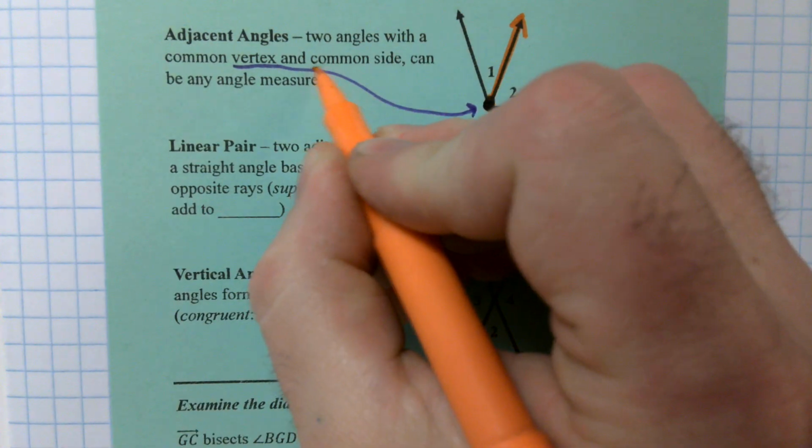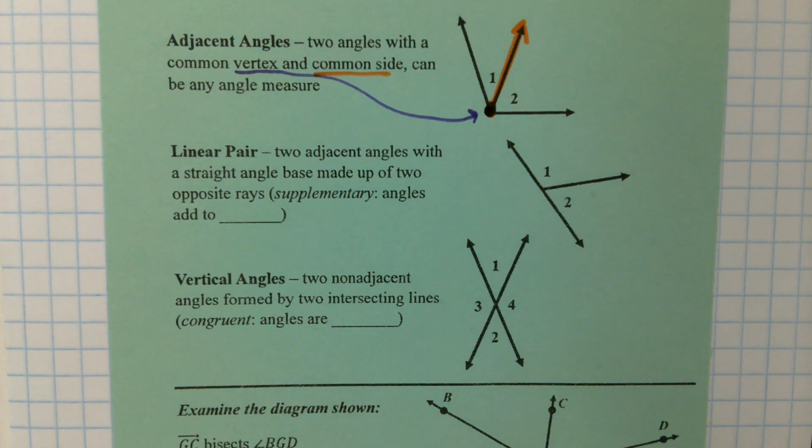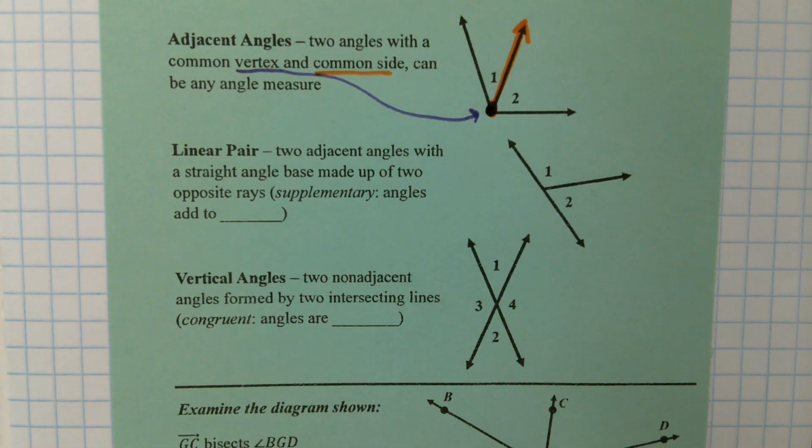And a common side. Again, that common side is that one in the middle. What do two adjacent angles add together and equal? Think about it for a second. If I have two adjacent angles and I were to add them together, what is their combined angle measure going to equal? Any ideas?